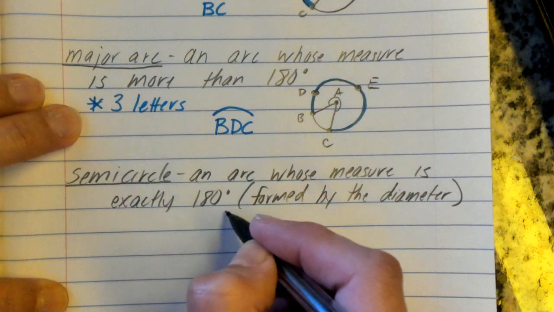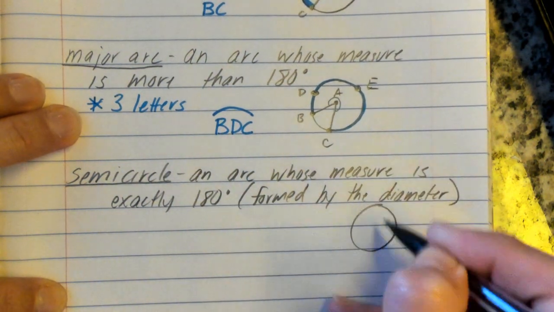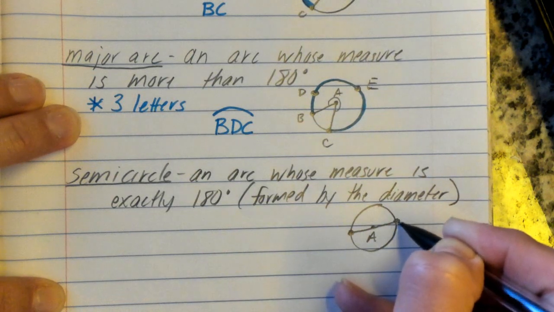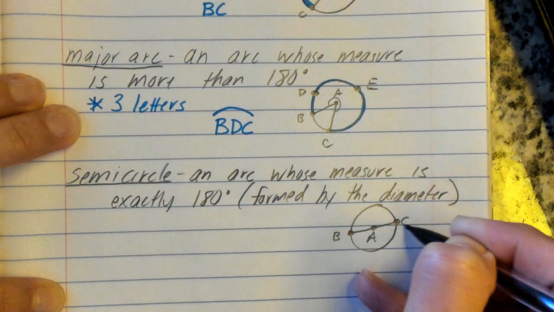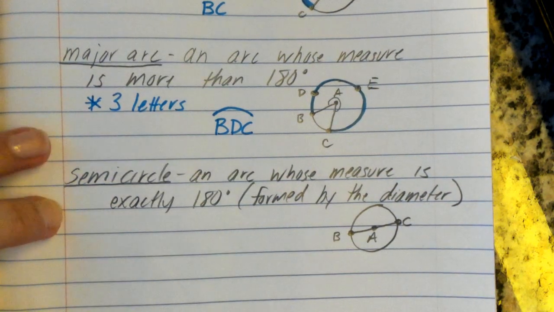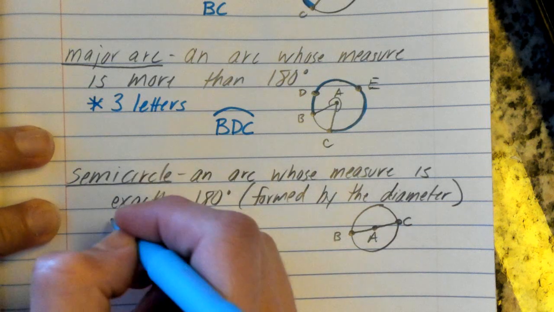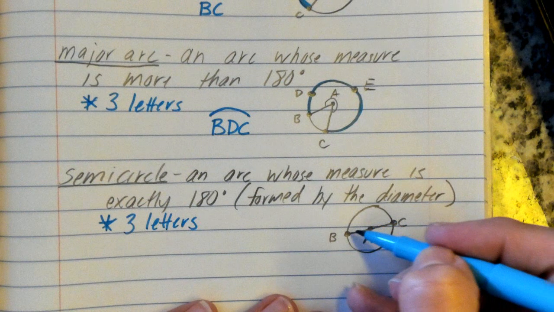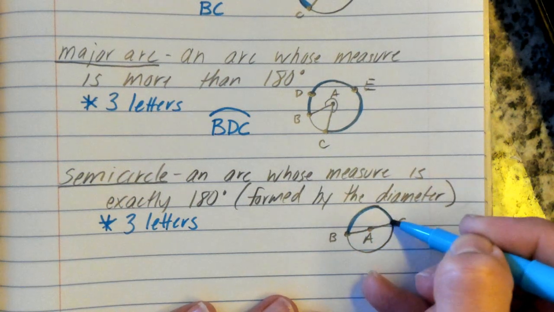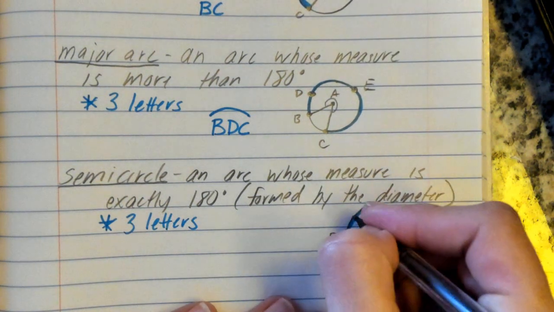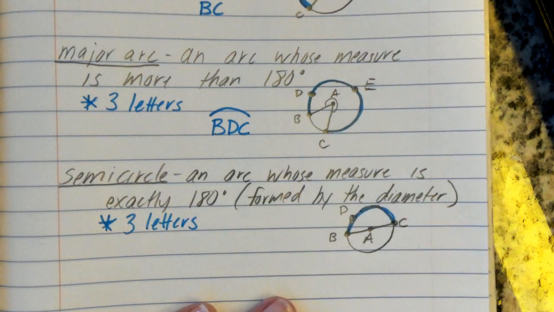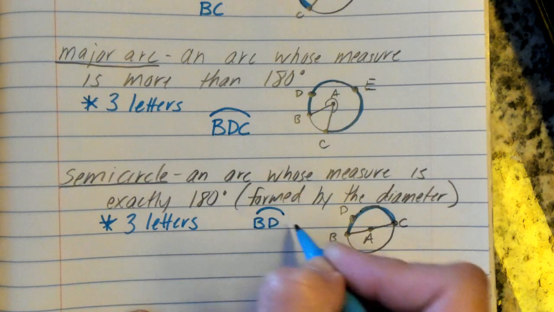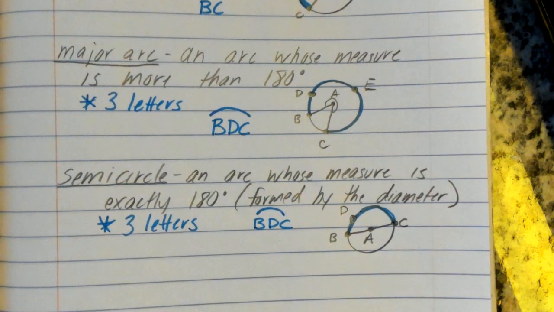So when we have this, here's our circle, and we're going to draw in our diameter here. Segment BC will be our diameter. Just like your major arc, it has to be named with 3 letters. So we have 1 semicircle up here, so we will have to add in another point. And this will be named arc BDC.